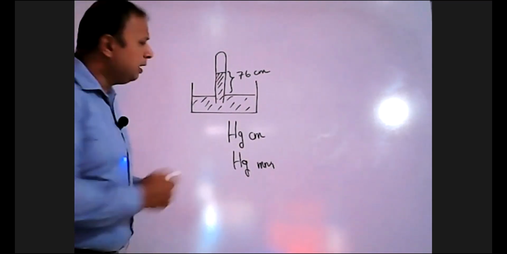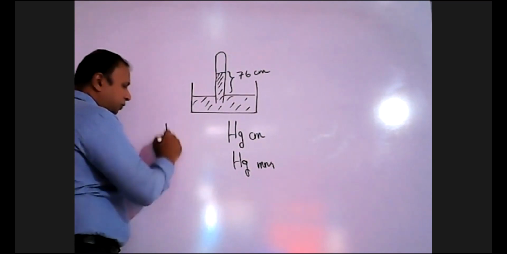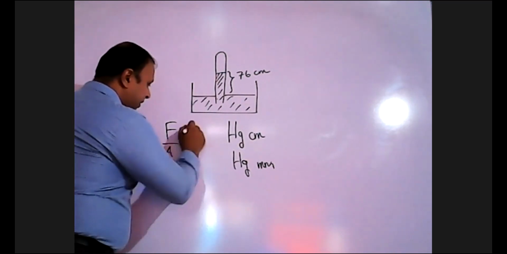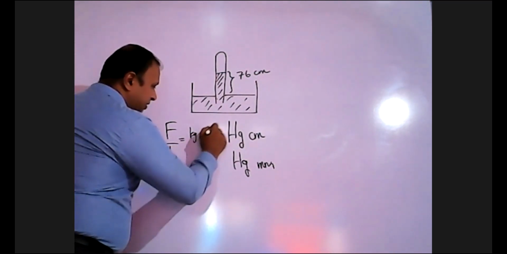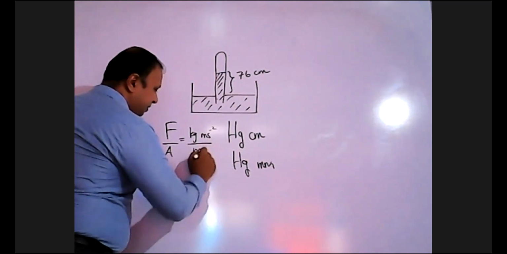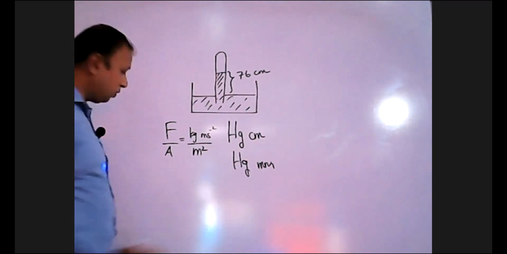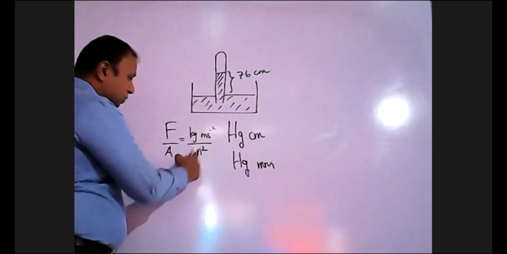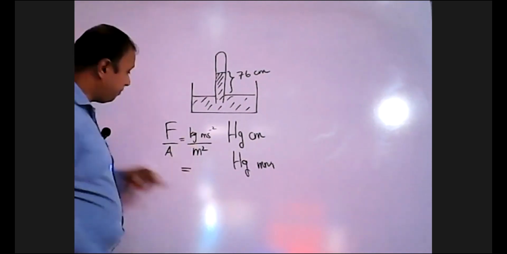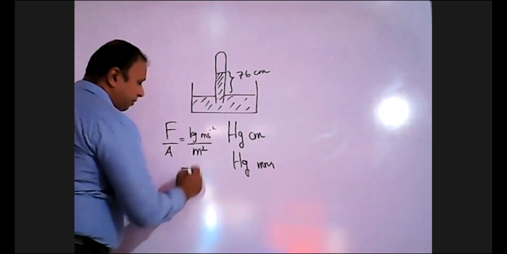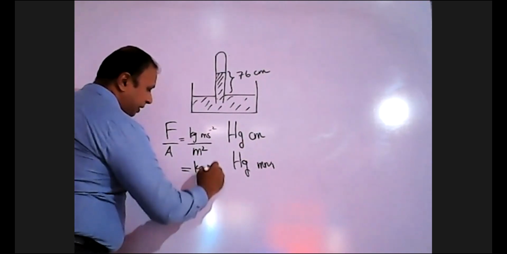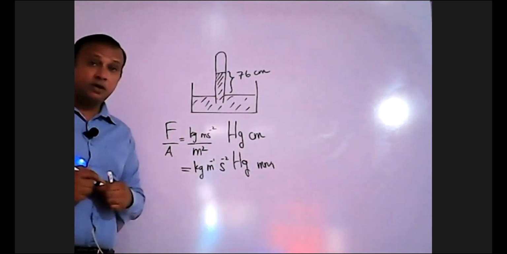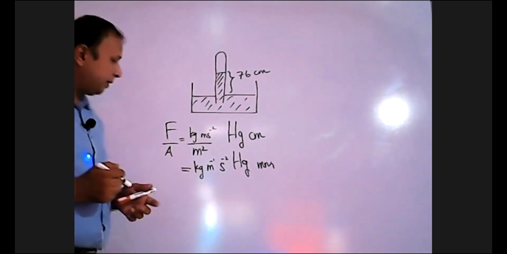Pressure is equal to force over area. Force is measured by kg m s^-2, over meter squared. If I simplify this, meter squared goes to the numerator, so it becomes m^-2, and minus 2 plus 1 is minus 1. So kg m^-1 s^-2 is the basic unit for pressure, but we are not using this one.